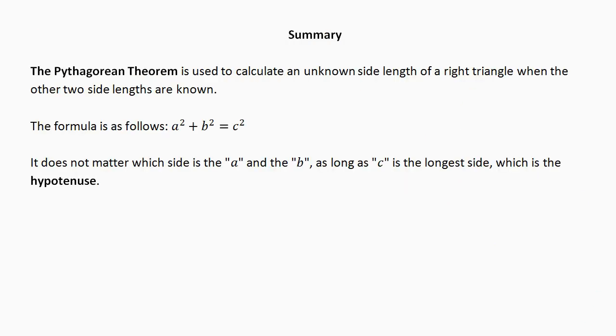So in summary, the Pythagorean theorem is used to calculate an unknown side length of a right triangle when the other two side lengths are known. And the formula that we use is a squared plus b squared equals c squared, and that formula holds true for all right triangles. And a and b can be any of the sides as long as c is always the hypotenuse. That's the one rule.